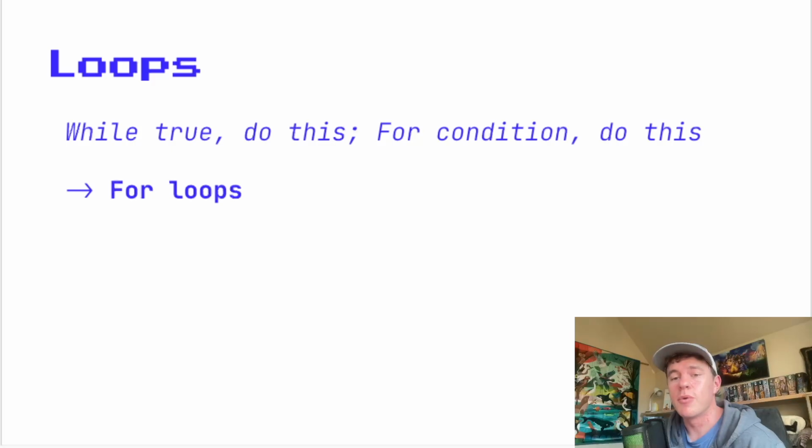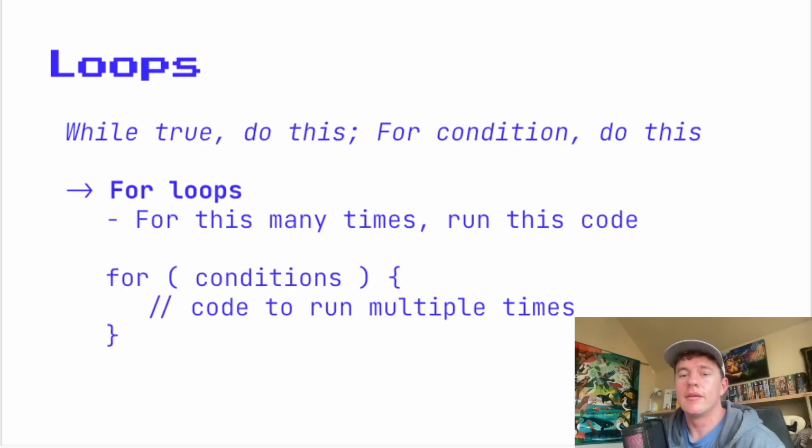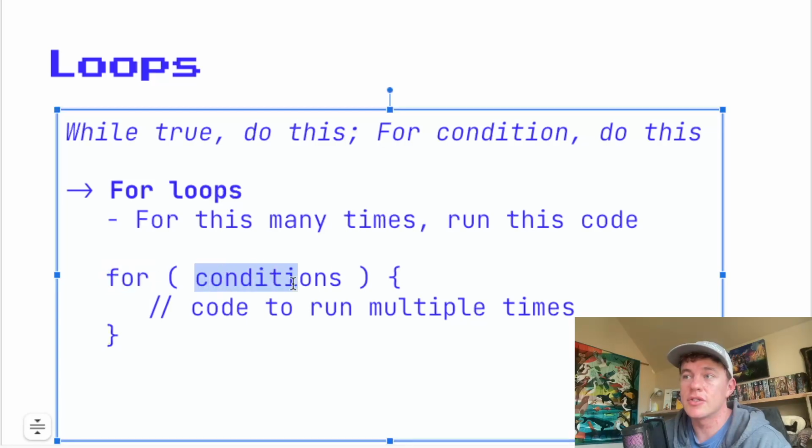The main one and most popular is definitely the for loop. So for a condition, do this until the condition is no longer met. Equally, for this many times, run this code. Now, the way that we construct a for loop is we use the for keyword, and inside of the circular parentheses, we have the conditions of the for loop. After that, we have the curly braces. We open them up onto separate lines, and any code contained within the curly braces, just like with the if statement that we learned before, will be run numerous times inside of this for loop. So for the conditions that we describe, execute this code multiple times.